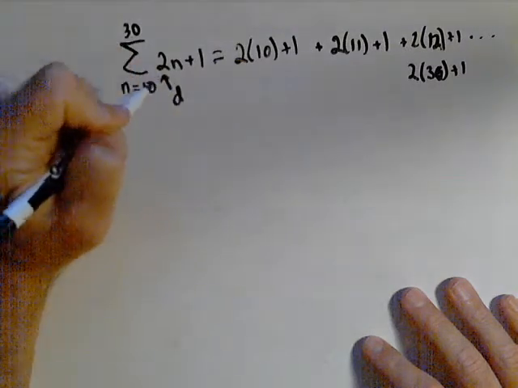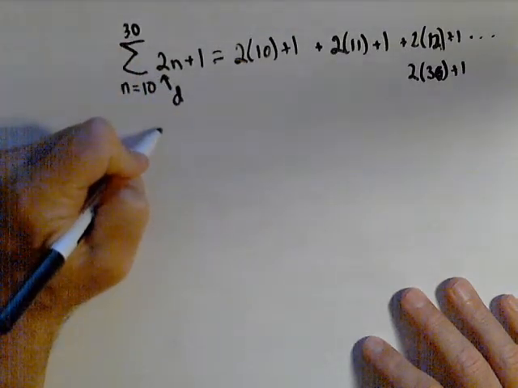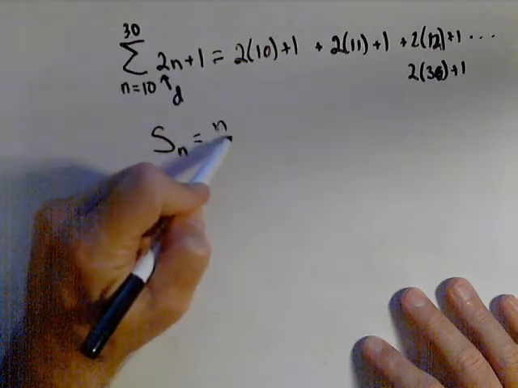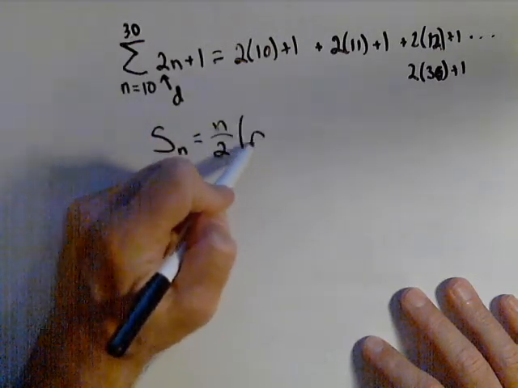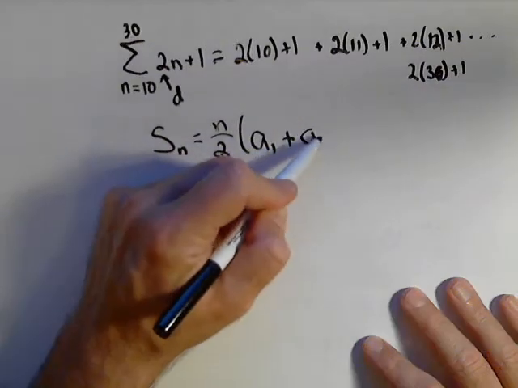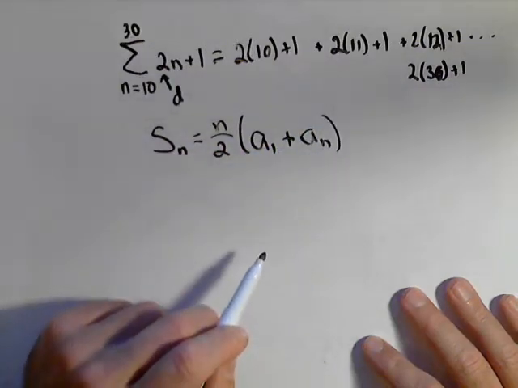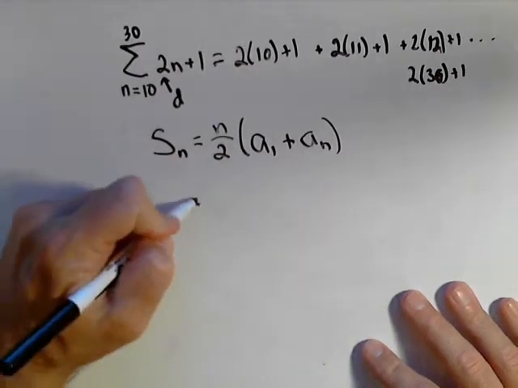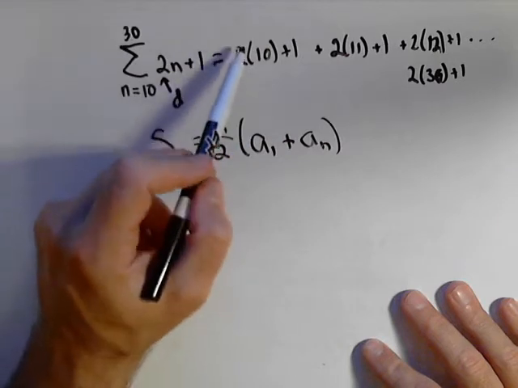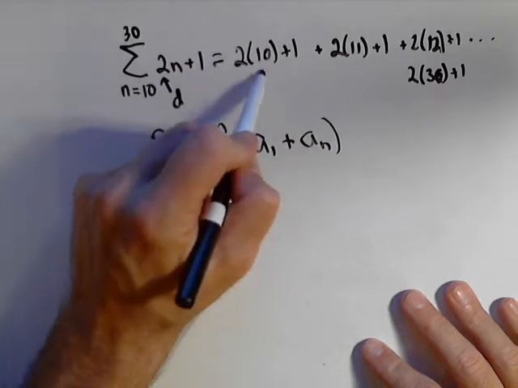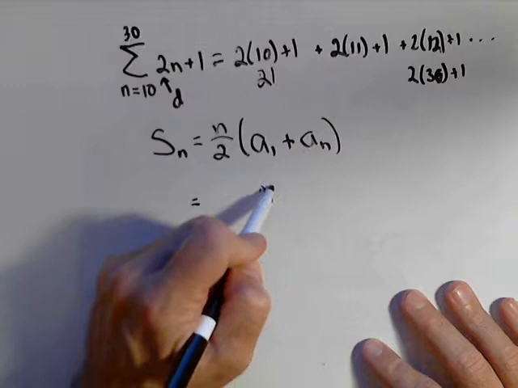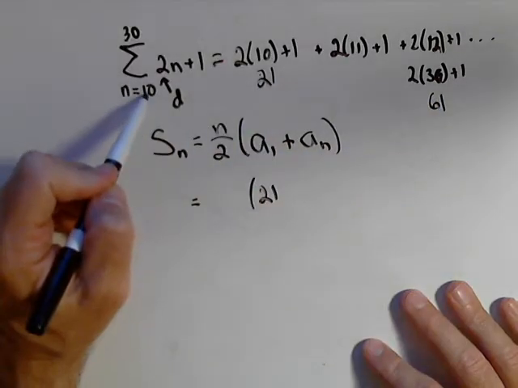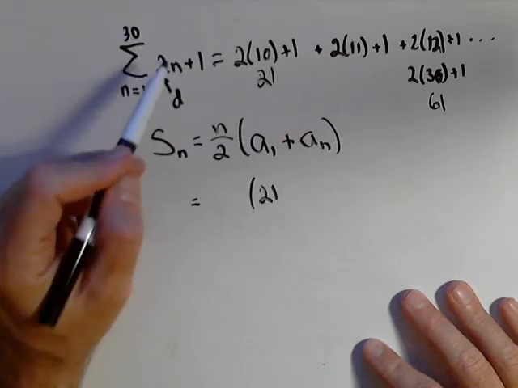So that's my d. Now the reason that's important, I know that for a finite arithmetic series, the sum is n over 2 times the first term plus the last term. So I need my first term, I need my last term, and I need the number of terms. Well, my first term, I'd started to do it here. It's just 21. My last term, I kind of have it set up here too. It's 61. First term comes from plugging the 10 in, last term from plugging the 30 in.